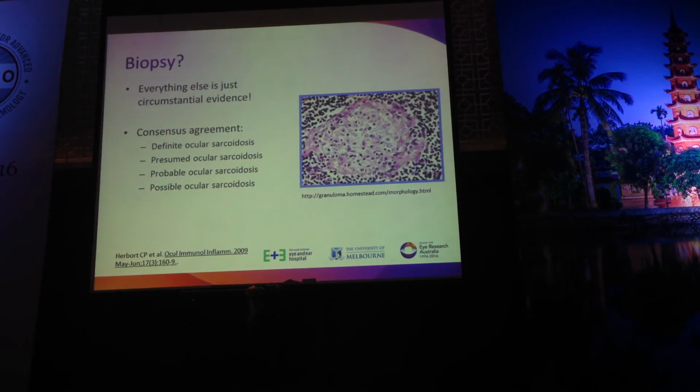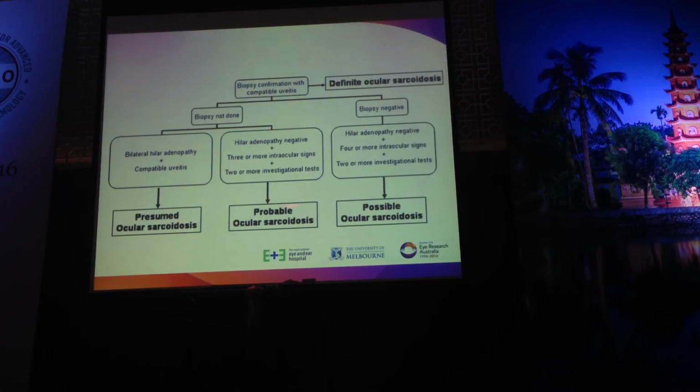Alright, so should you do a biopsy in all these patients? After all, without the biopsy, we're only talking about presumed or probable sarcoidosis. So the biopsy is very, very useful. There is a consensus agreement on the diagnosis of sarcoidosis, and we split it up into 4 categories: definite, presumed, probable, and possible. And this is just the schema here. Definite, obviously, you've got a positive biopsy. Presumed is when you've got bilateral hilar adenopathy and the compatible uveitis, down to possible where the only thing you're finding is maybe a couple of intraocular signs, and that's pretty much it.